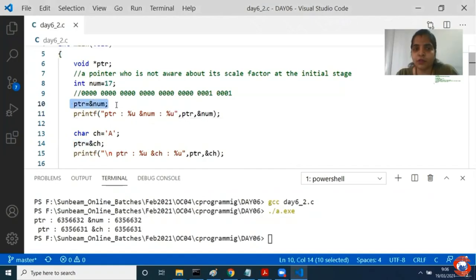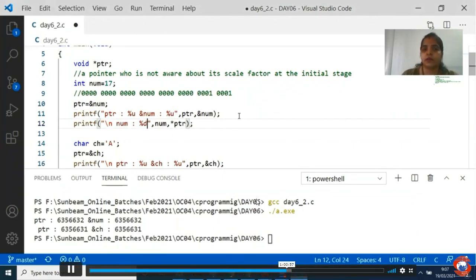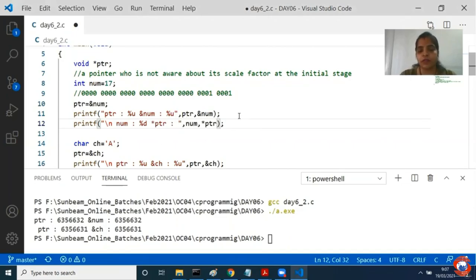Have you understood the output of line numbers 11 and 15? When my pointer was holding the address of num, I was getting that. When my pointer was holding the address of the character, I was getting that. Now, if I wish to print the value of num, I'll write num. Do you all agree? Right. And the %d format specifier. Right. And if I say value at ptr, which format specifier will I use?